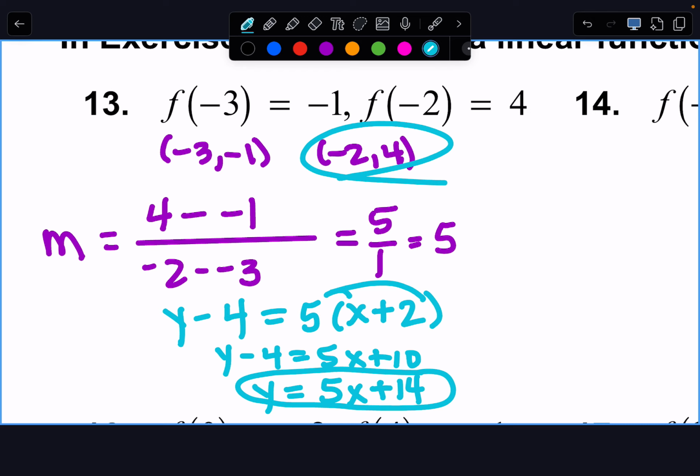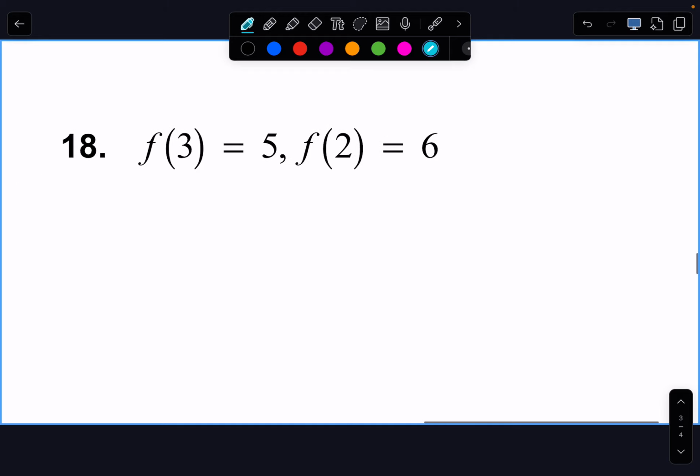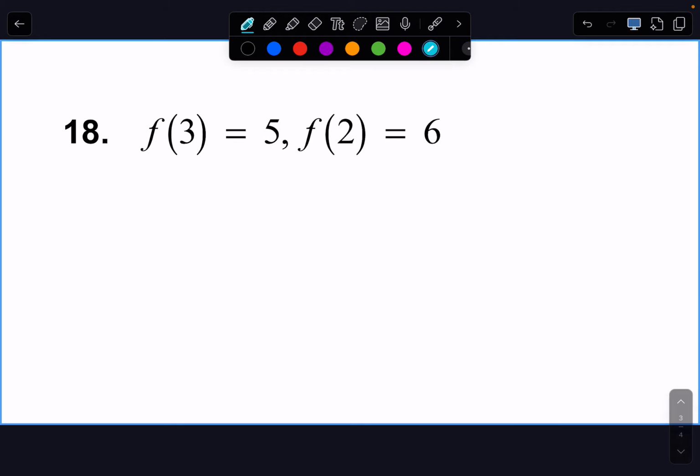Okay. So how about this? You try number 18.